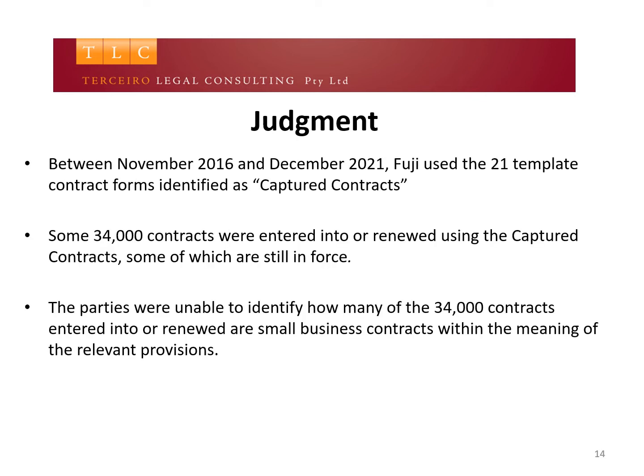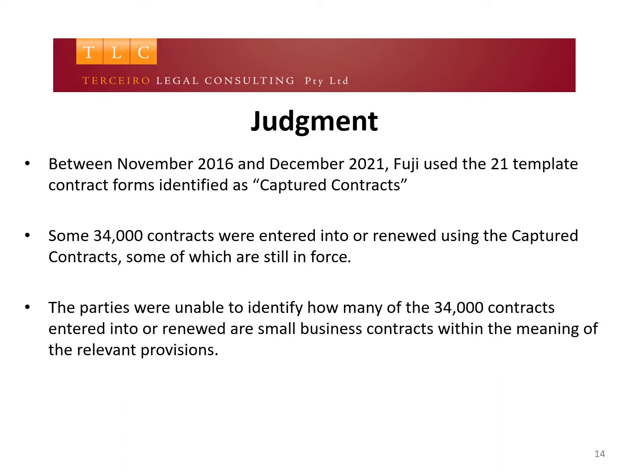So the judgment concluded that between November 2016 and December 2021, Fuji entered into 21 template contracts, which were defined in the judgment as the capture contracts. The interesting thing there to note is that it appears that there was no effort by Fuji to actually review its standard form contracts in the context of the UCT laws coming in November 2016. The court also concluded there were 34,000 contracts in this particular class which were entered into or renewed, and a number of those contracts were still in force.